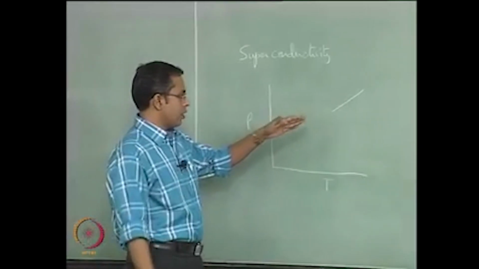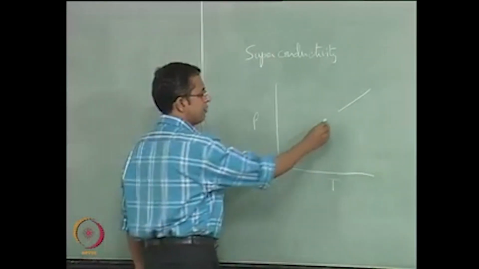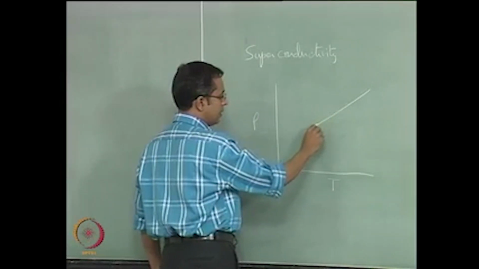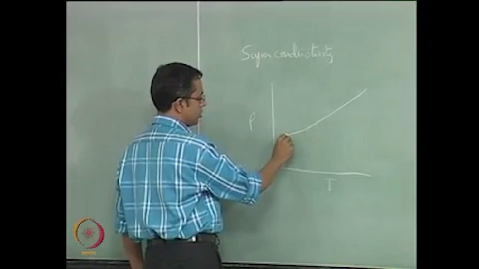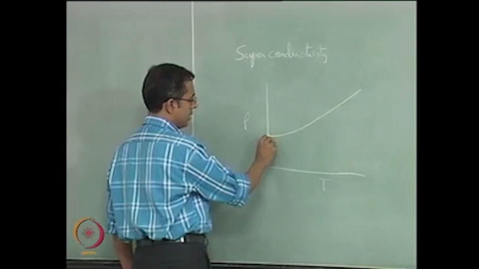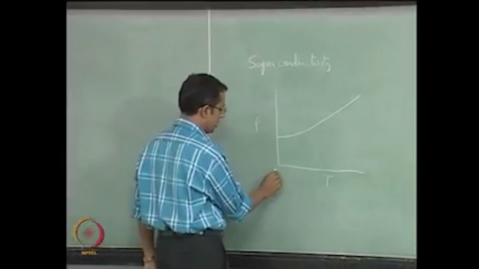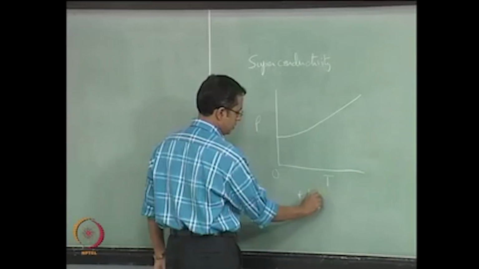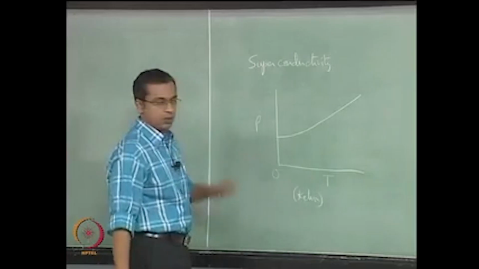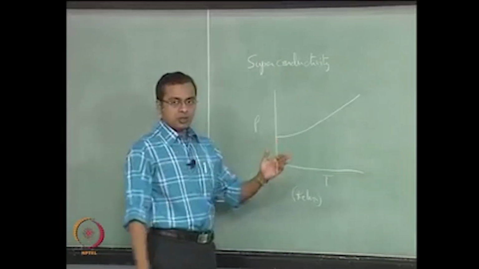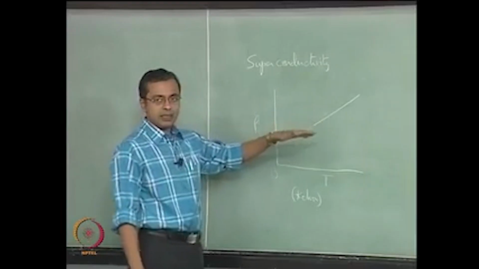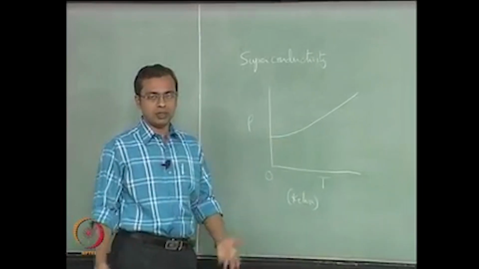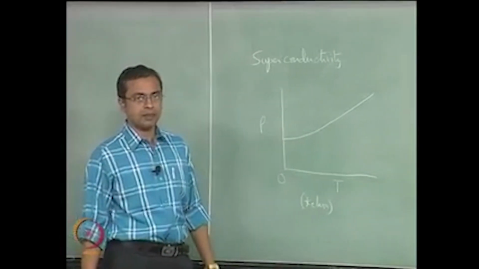Now for most metals, if you keep lowering the temperature, this is going to keep coming down and then eventually it will level off at some value very close to 0 Kelvin. Okay, so this is temperature in Kelvin and this is 0 Kelvin. As you approach absolute 0, the resistivity of the material keeps decreasing and then it eventually levels off at some value. This is what is seen for most metallic systems.